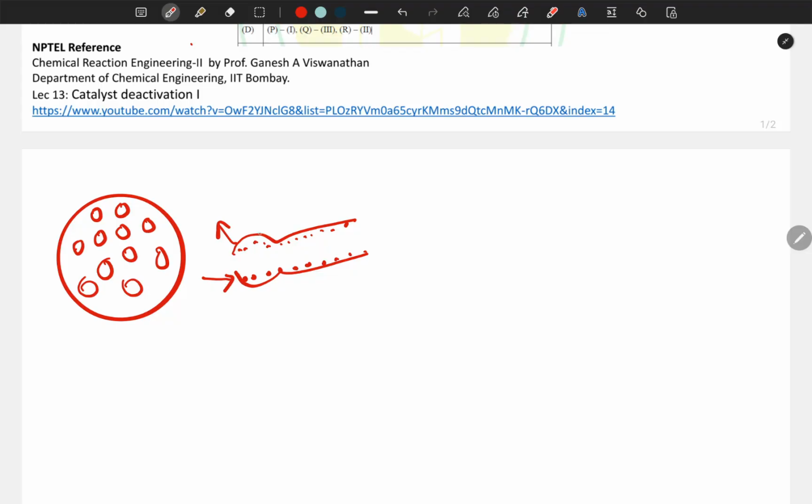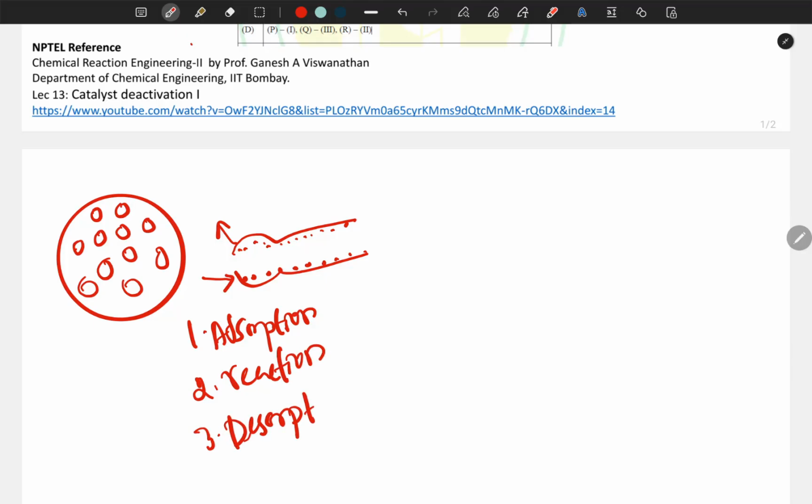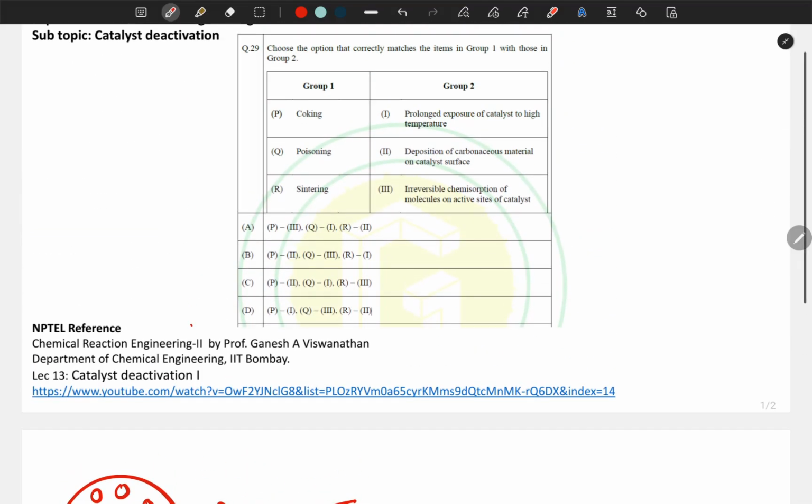So the key mechanisms inside this catalyst surface are adsorption, reaction, and finally desorption. So adsorption of the reactant inside the pore, you have active sites that convert your reactant into product, and finally your product will be desorbed from the catalyst surface. So let us get back to the question.